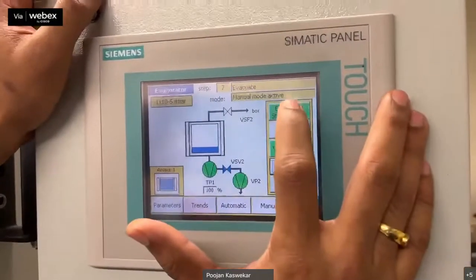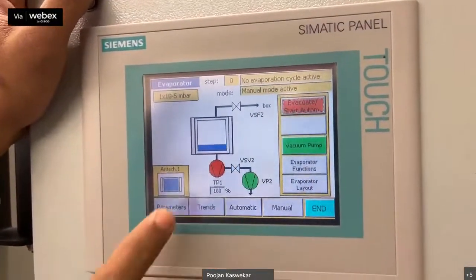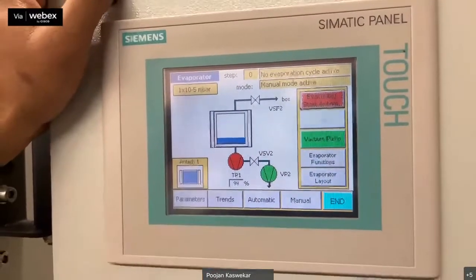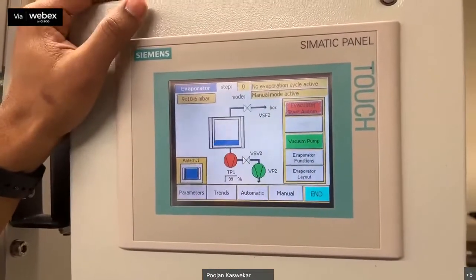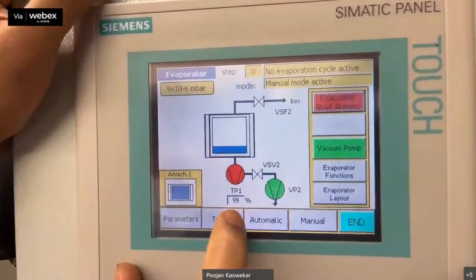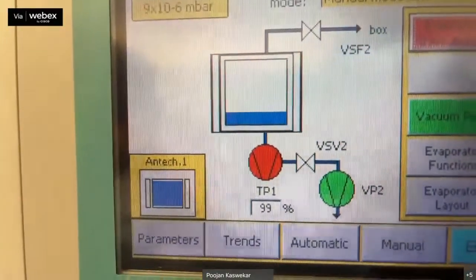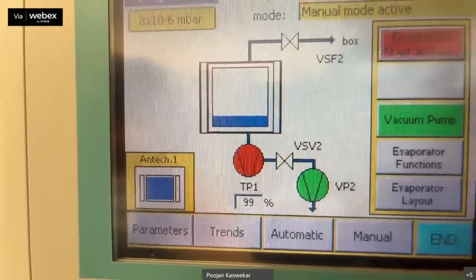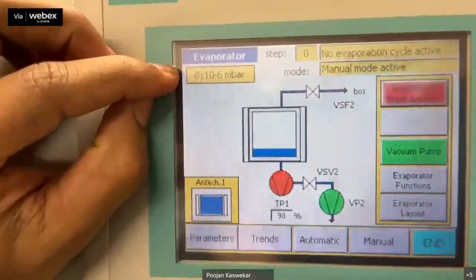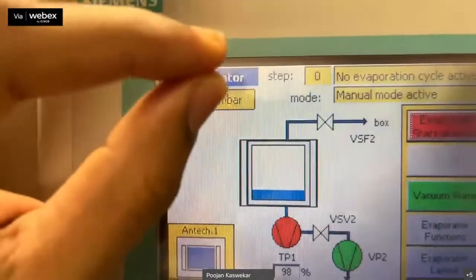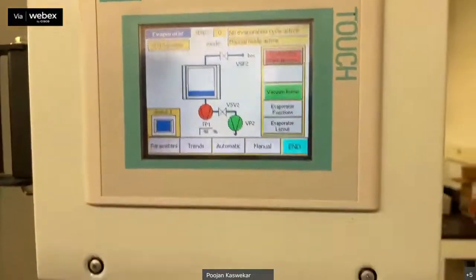So we'll start the turbo pump 1. This turbo pump 1 doesn't stop immediately. It takes some time to stop. Right now it's at 99%. It needs to come to 0% in order to refill our evaporator. So this pressure will come to 10 to the power of -3 millibar. Then we'll come back and start the refilling and show you the samples.